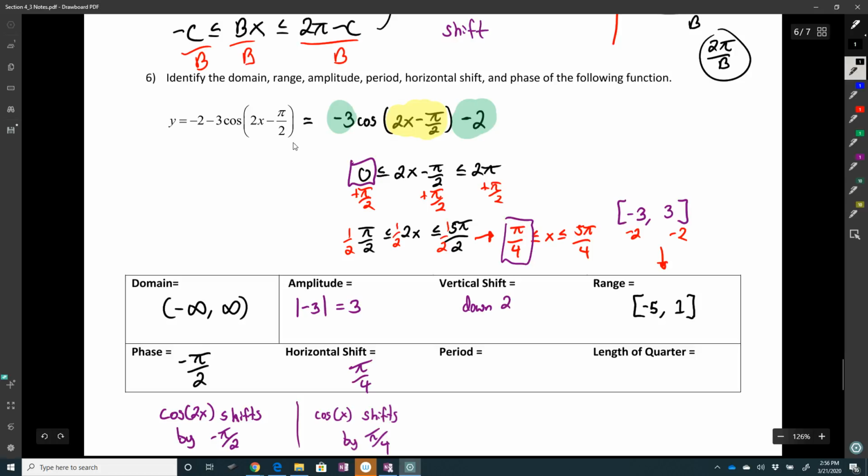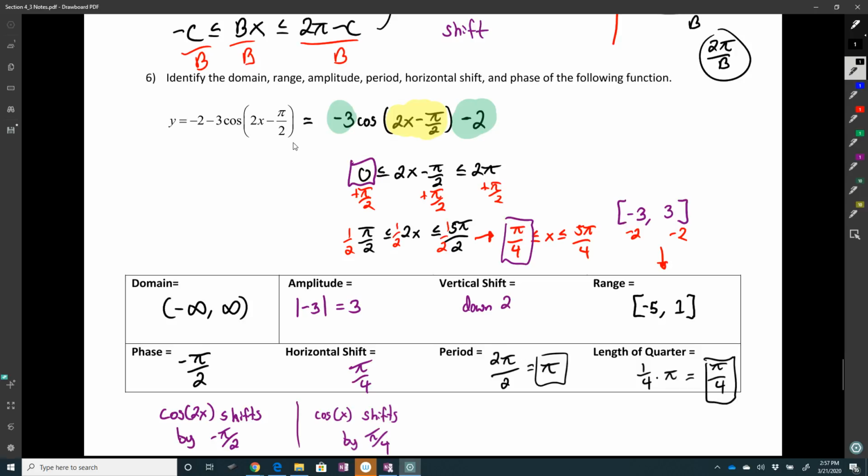All right, the period, we can use the formula. 2 pi over the number in front of x, which is 2. So that's just pi. And when I'm graphing this, I need to make tick marks. So the length of each tick mark is just 1/4 times pi, which is pi over 4.